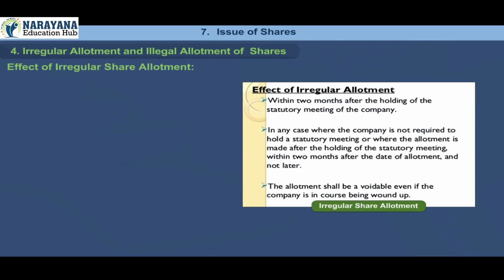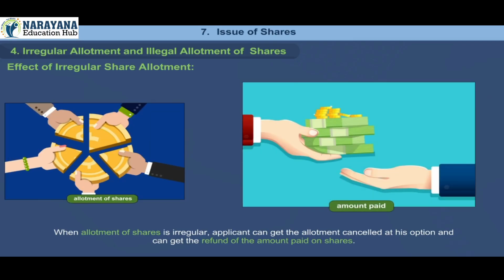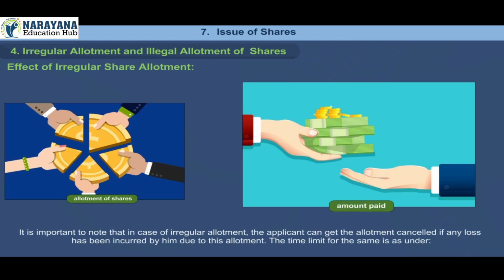Effect of irregular share allotment. When allotment of shares is irregular, applicant can get the allotment cancelled at his option and can get the refund of the amount paid on shares. It is important to note that in case of irregular allotment, the applicant can get the allotment cancelled if any loss has been incurred by him due to this allotment. The time limit for the same is as under.